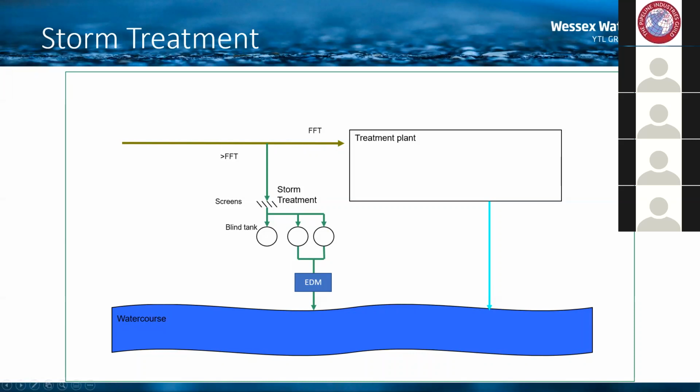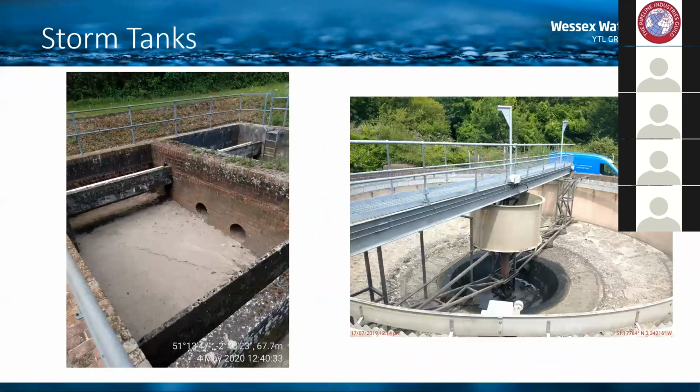On the next slide, we have some examples of storm tanks on a couple of our sites. They come in various shapes and sizes. We've got one on the left showing square storm tanks on a slightly smaller works, and one on the right showing a round storm tank on a slightly larger works. These are generally kept empty and left ready for use, and then under storm conditions the flows will be introduced to these storm tanks, and they provide that settlement as we've just talked about, and you get the clearer storm effluent weir off out the top and out into the environment.